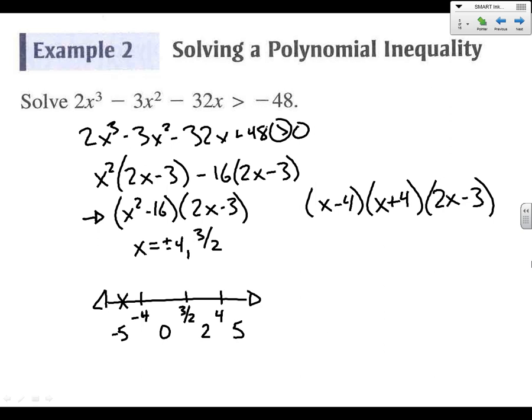Get rid of the negative 5s and plug in 0. That's a negative. 0 plus 4 is positive. And 0 minus 3 is negative. We ended up with a positive number. And so we like that region. Let's try 2.